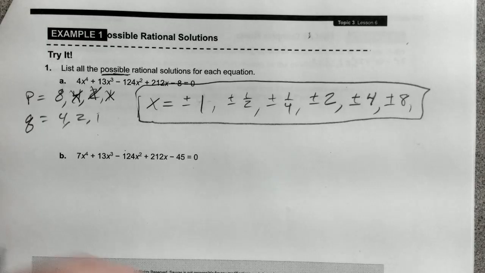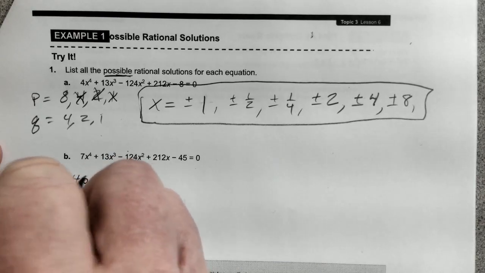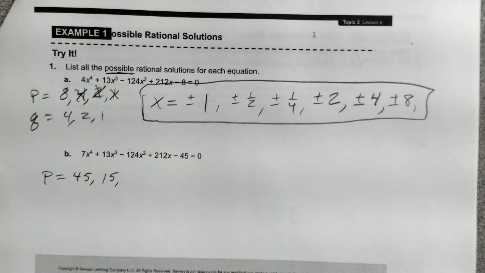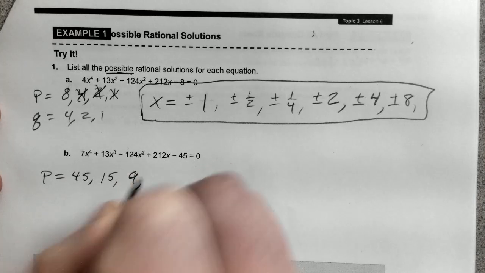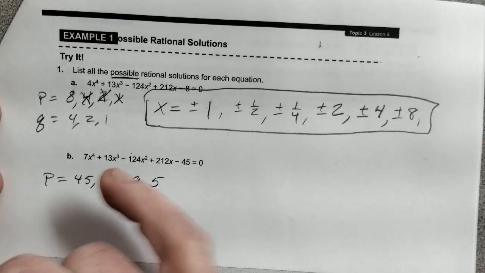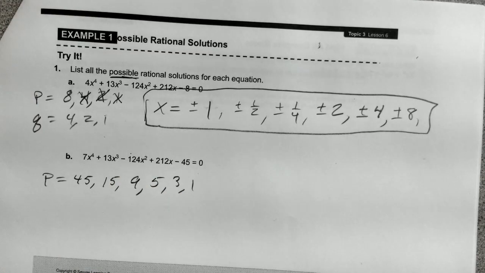All right, let's try B. What's the value of P here? 45. Yeah. Okay. Sweet. 45 divided by 2, that's not good. What about 3? What do we get? 15. All right, so 45, 15. 5. Oh, 9. Nice. So 9, his friend is 5. 15's friend is 3. And 1. Am I missing any? No, I don't think so.